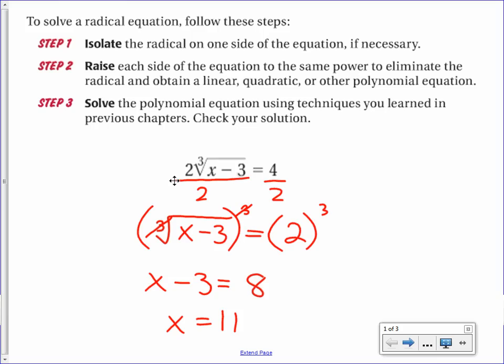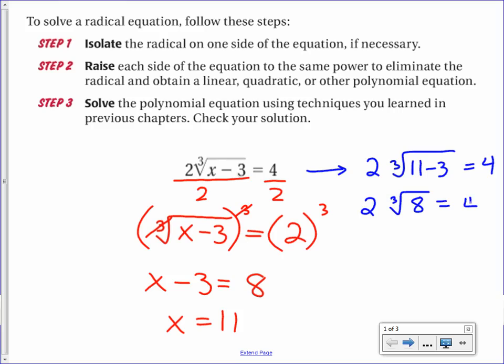I'll switch colors so you can see that I'm using a blue marker to check my answer. So I'm going to have a 2 outside, a cube root of 11 minus 3, and I'm trying to see if this equals 4. So PEMDAS, I'm going to do what's inside here first. 11 minus 3 is 8. So 2 times the third root of 8. Then we're going to do our third root of 8, which we know is 2. And sure enough, 2 times 2 is 4. Okay, so we've checked our answer.